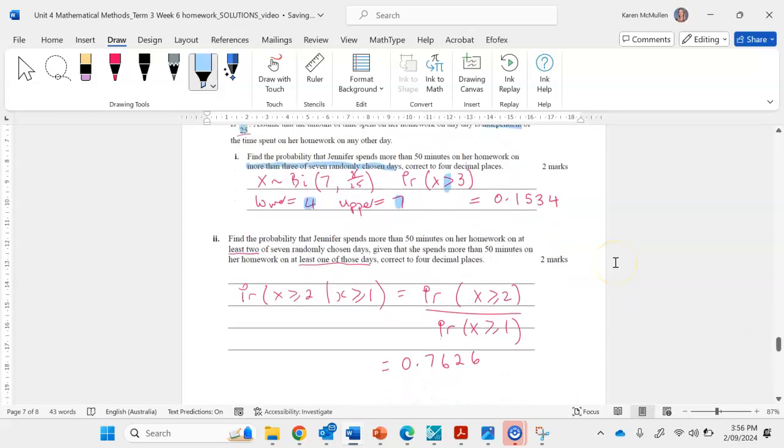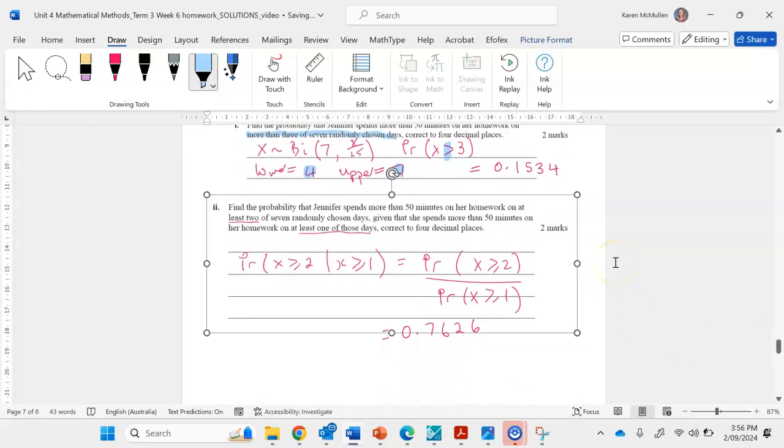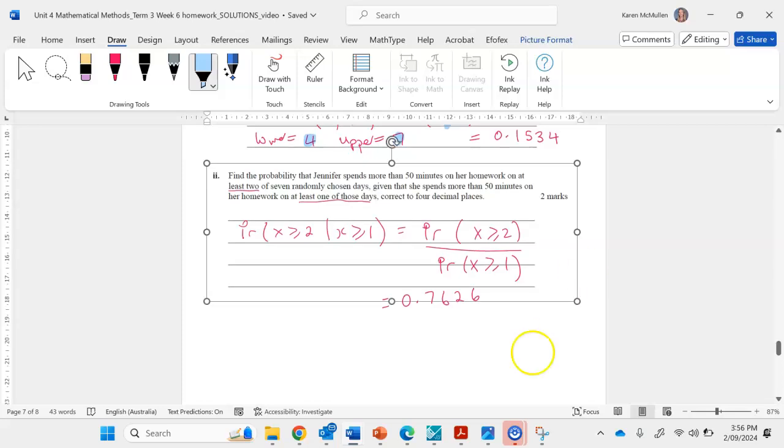Find the probability that Jennifer spends more than 50 minutes on her homework. So this is where we've got at least 2, so that means we're going to include a 2, given that it's at least 1. So just setting up your conditional probability. For 2 marks, you just do that straight onto your calculator.